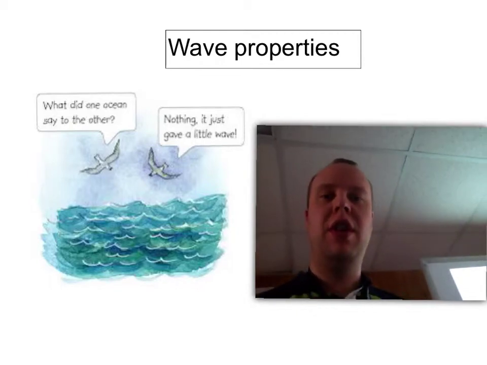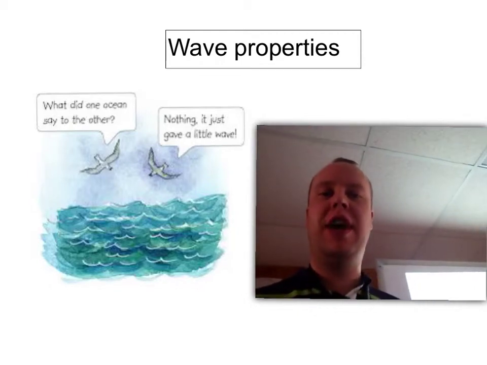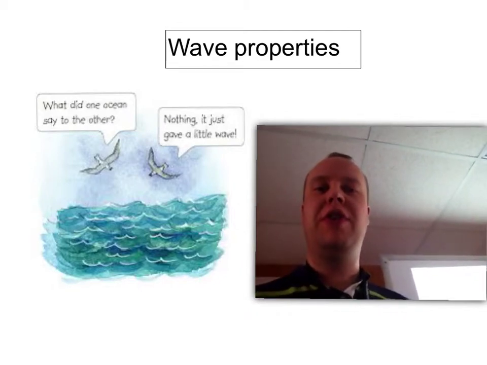Alright class, today we're going to learn about the different wave properties, characteristics of waves. You see the picture on the left?